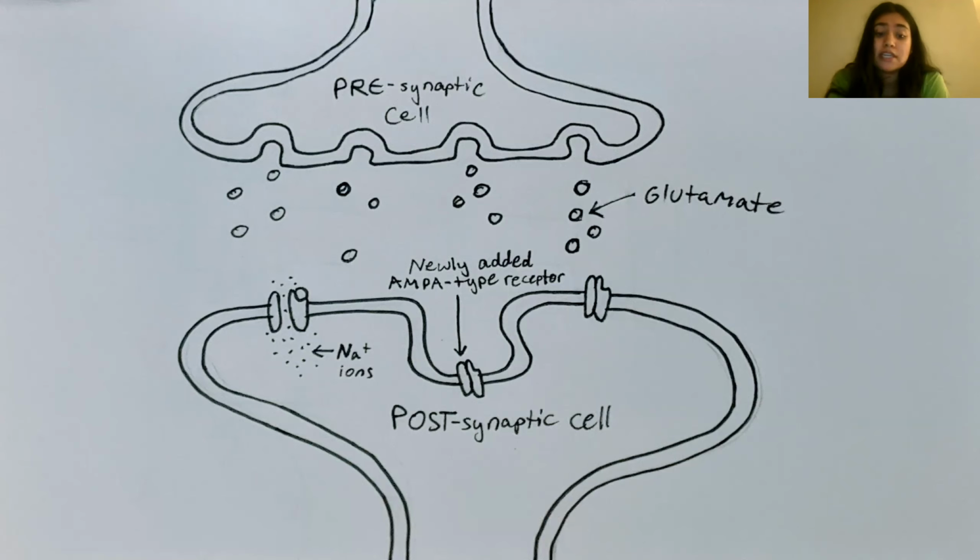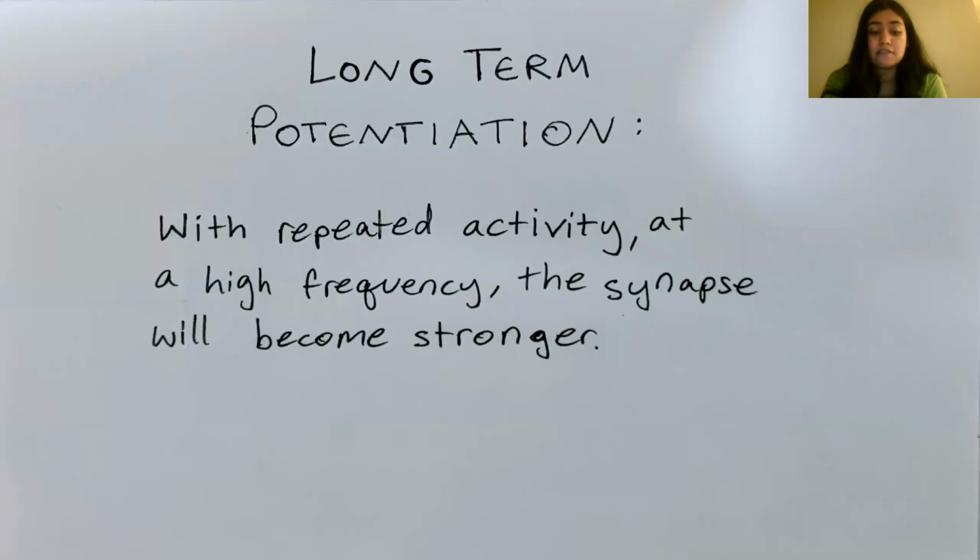If there are high-frequency inputs to the postsynaptic cell that are able to depolarize the postsynaptic cell, then the NMDA receptors are more active, and that allows the postsynaptic cell's response to individual presynaptic stimulations to become even stronger because more AMPA-type glutamate receptors will be added. This strengthening of a synapse with repeated activity at a high frequency is called long-term potentiation. And long-term potentiation is incredibly important for keeping the synapses that are important and frequently active strong.